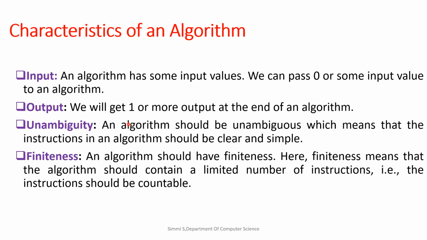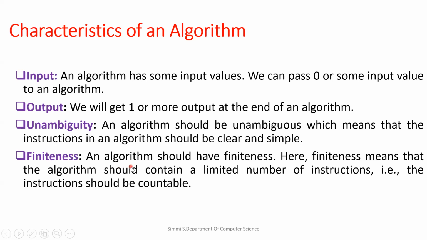To solve a particular problem, we need some input, correct? We get the inputs, and after that, we solve that issue and we get some output. One or more outputs will be at the ending of an algorithm. And this algorithm should be unambiguous, which means the instructions should be clear and simple. They should not cause any confusion. That is, we have to solve a problem, so the instructions for solving that particular problem should be clear and simple.